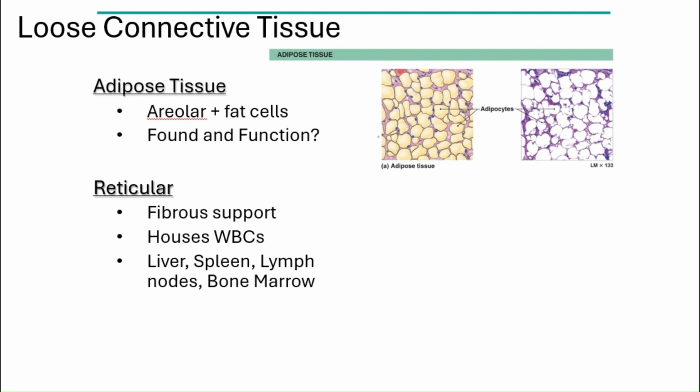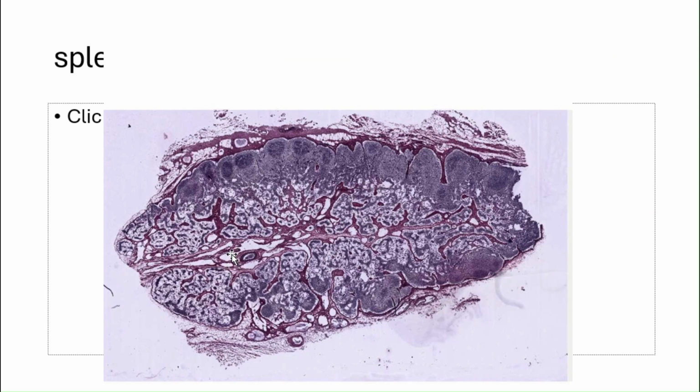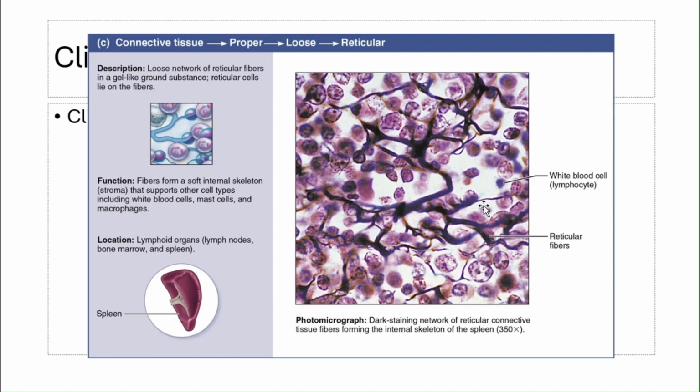The other types of loose connective tissue are adipose tissue and reticular. Adipose tissue or fat cell, but the reticular is a fibrous support. It provides the fibrous support, and we can find the reticular loose connective tissue at the liver, spleen, lymph node, or bone marrow. This is a spleen, and we can see it's made by the reticular tissue. The reticular tissue here, you can see that one, the dark. It needs a specific staining, and we can find this type of tissue at the spleen, liver.